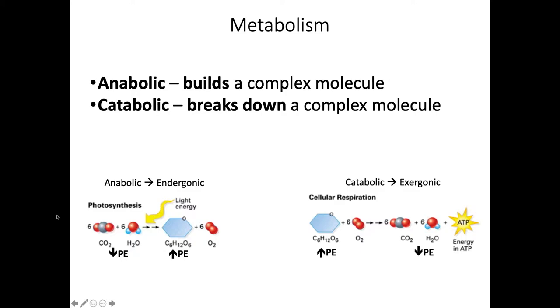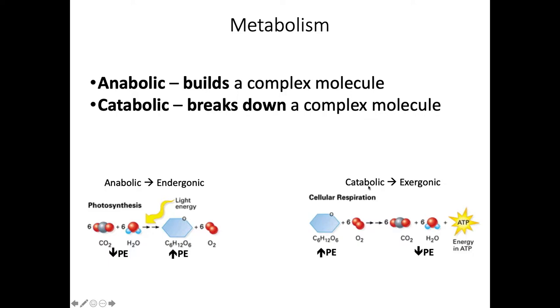And then a good example of anabolic reaction is photosynthesis. So remember, in photosynthesis, we start off with these simple, low potential energy molecules. We put in some energy and we make this complex molecule like glucose that has a lot of potential energy. So photosynthesis is an anabolic and an endergonic reaction. So anabolic, when you're building up a complex molecule.